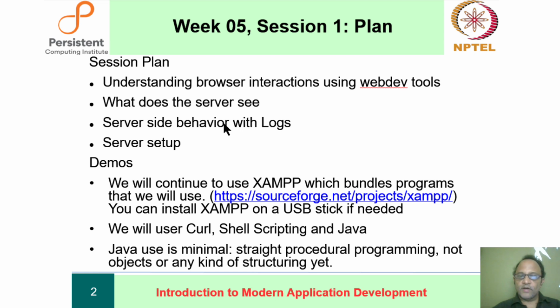We will use our Java command line program wrapped as a CGI script as we saw last time. Deliberately, our use of Java in this example is pretty minimal. It is straight procedural programming with no object-oriented or any other kind of structuring. Okay, now let's go ahead.